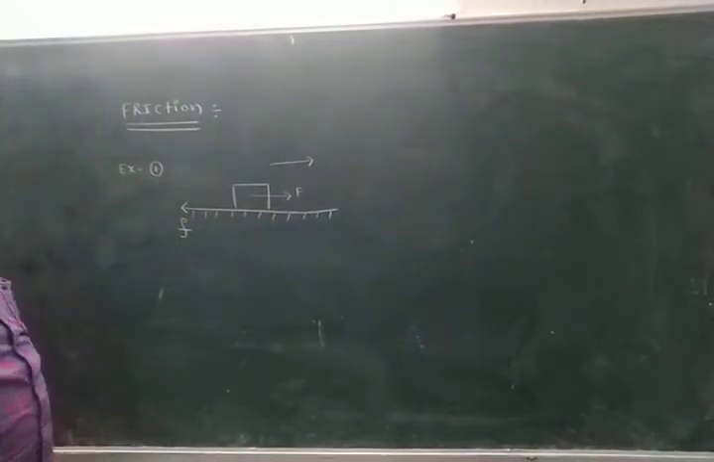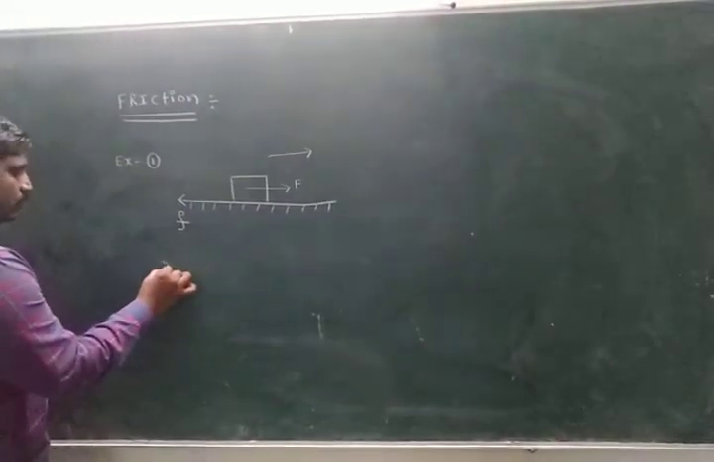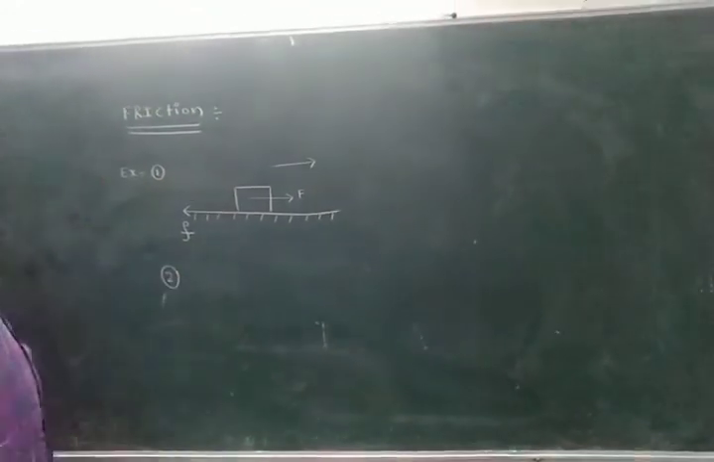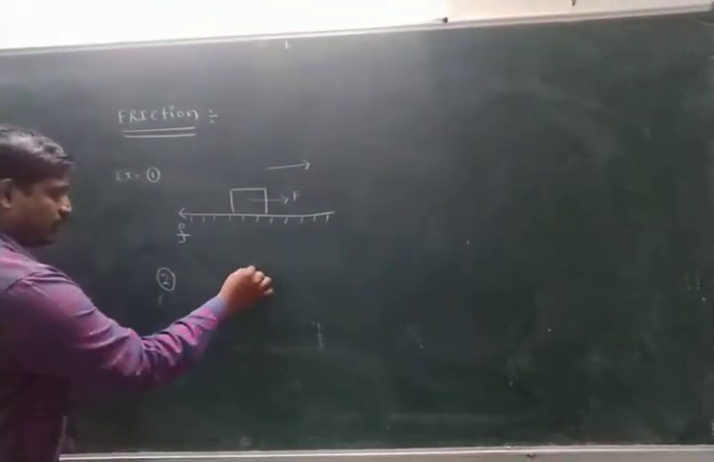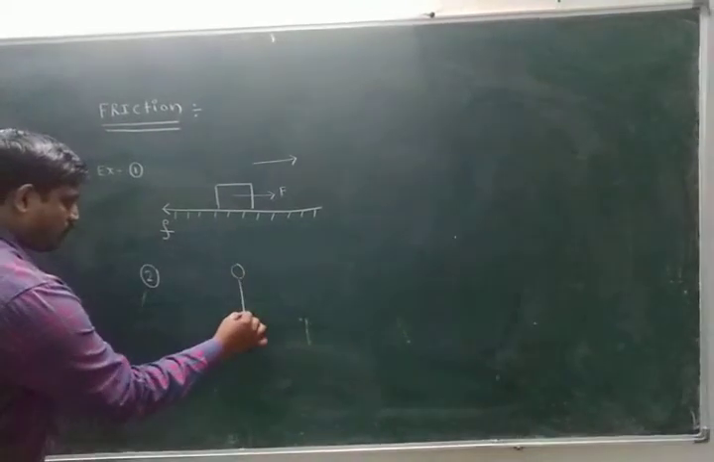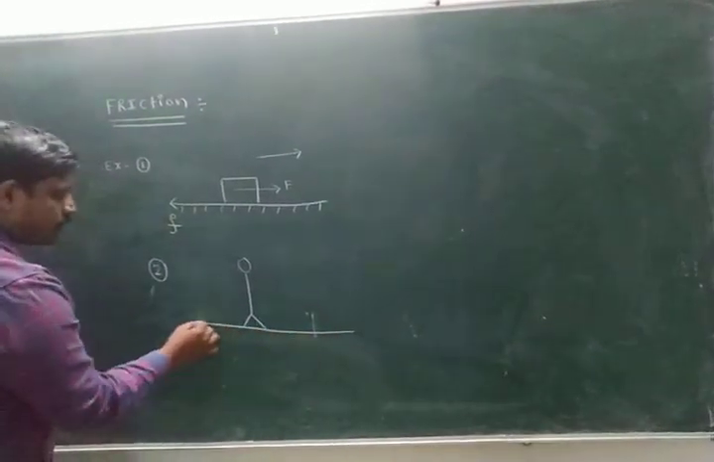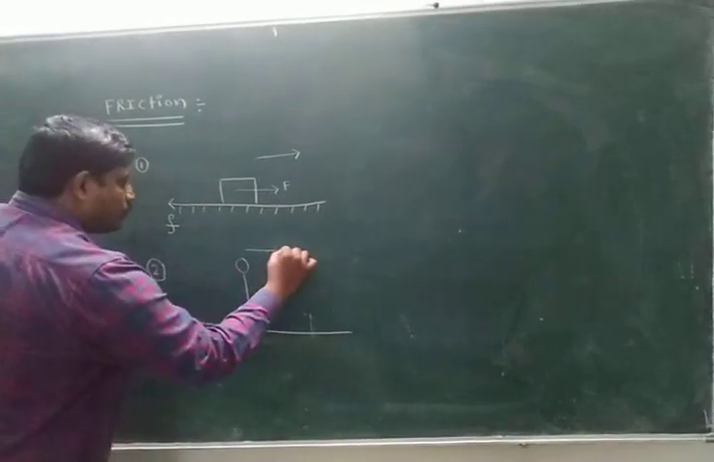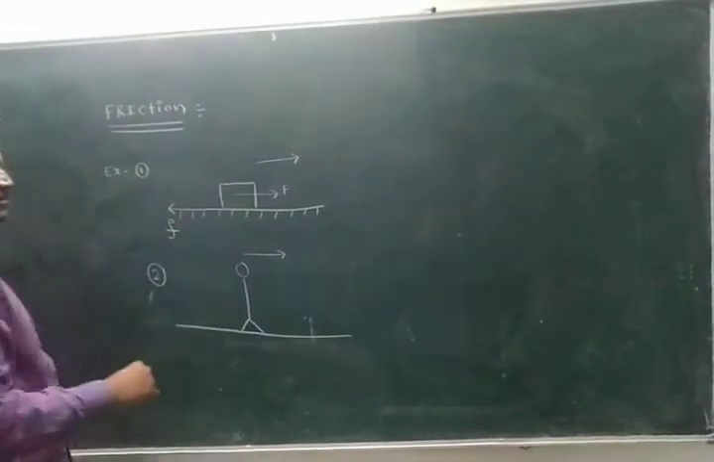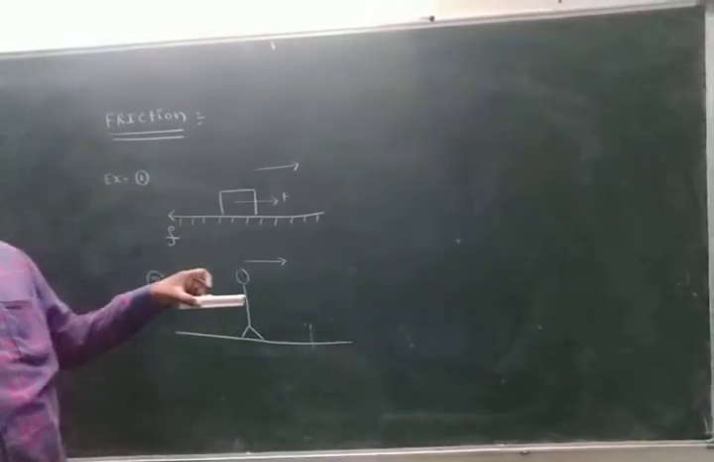Look here, another example. This is a boy. This boy is walking towards the right.